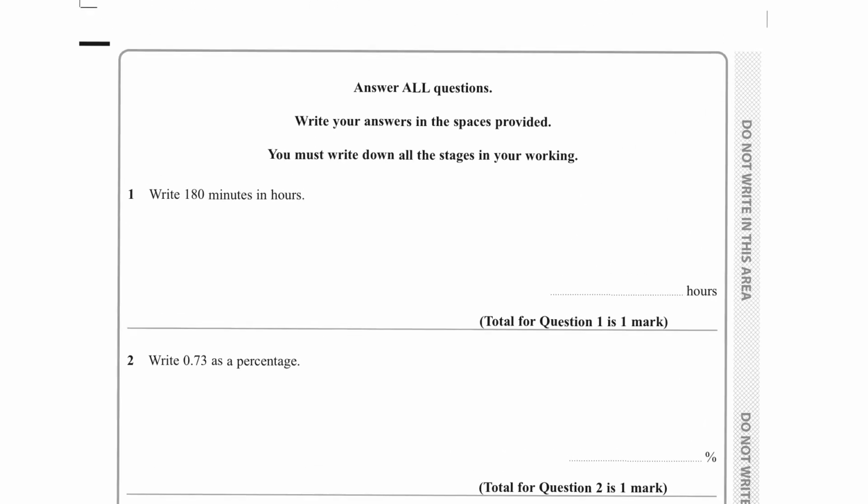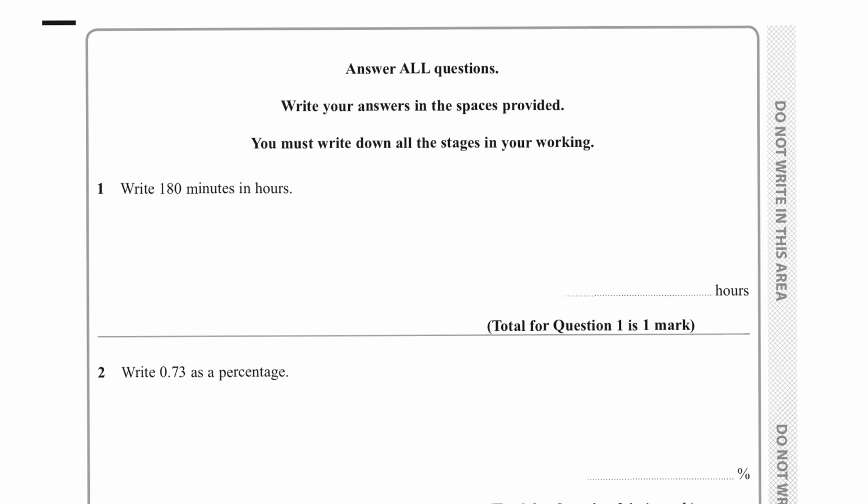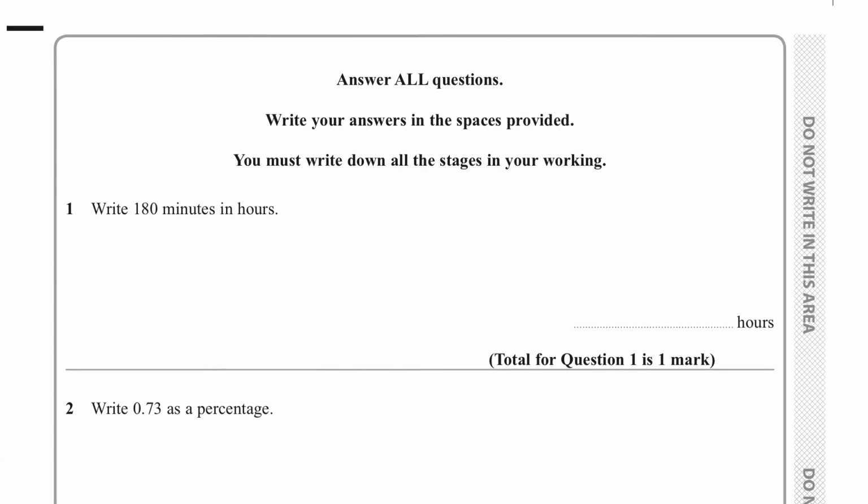Okay, so looking at the first question, it says write 180 minutes in hours. We know that 1 hour is 60 minutes. So if we're trying to work out 180 minutes in hours, you could do 180 divided by 60, which would give you an answer of 3. Bear in mind that this is a non-calculator paper, so you know that it's 3 hours.